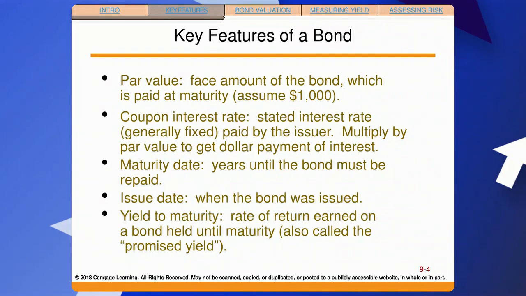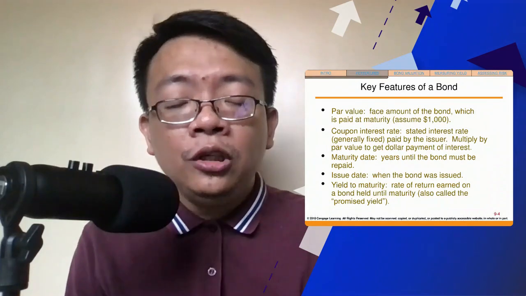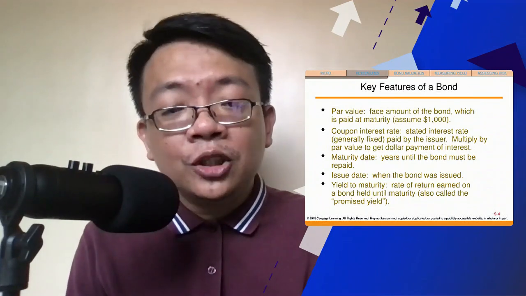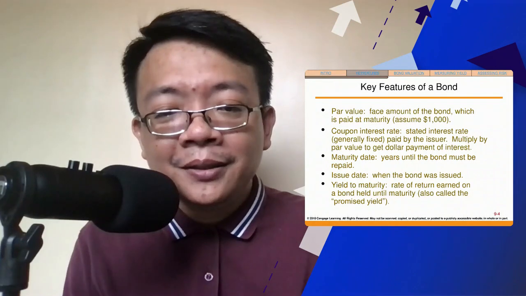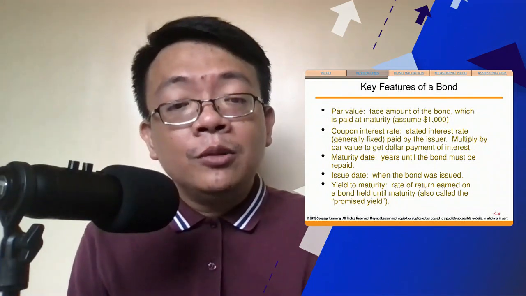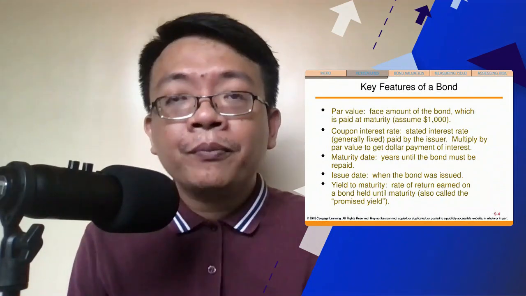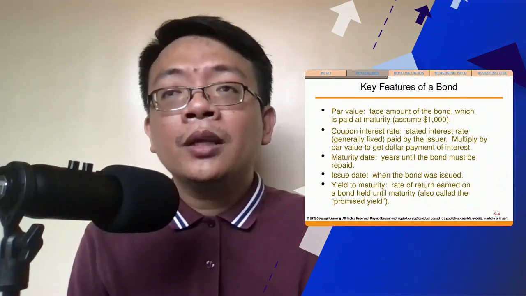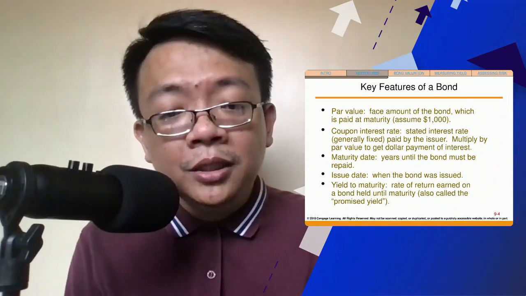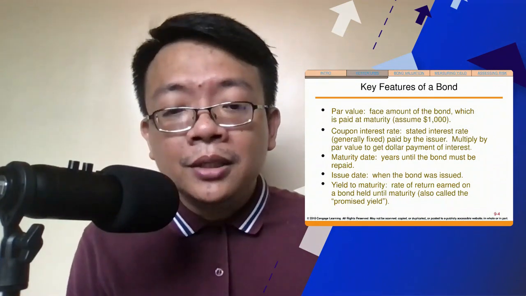Take note, class, that if you are the bondholder, you earn in terms of interest. The issuer will give you interest; that is where you earn, in terms of the interest rate. When you receive it depends on whether the bonds are serial bonds or term bonds. With serial bonds, you receive a series of payments of interest. Then there is the maturity date, the years until the bond must be repaid.